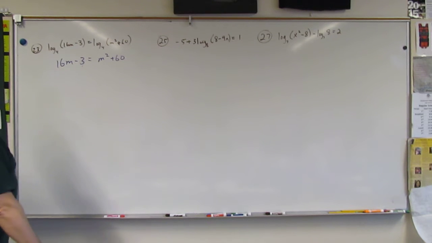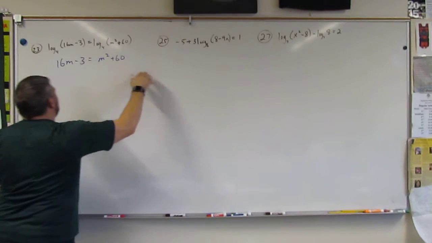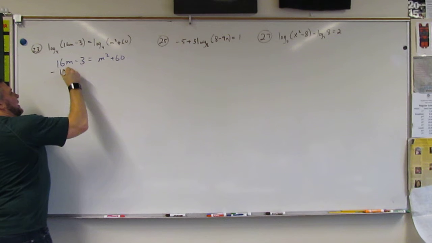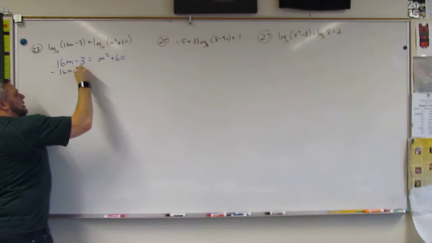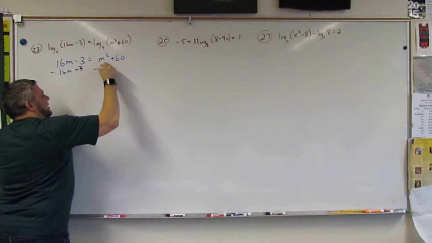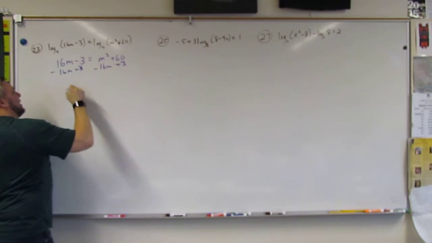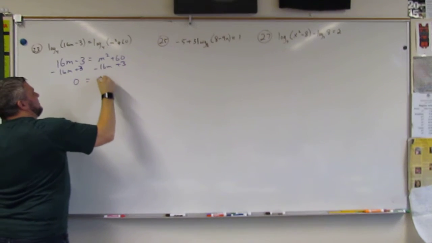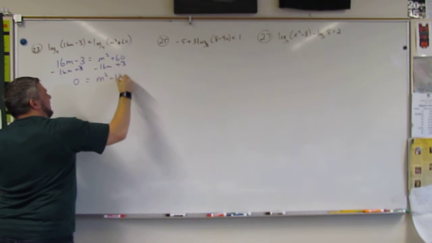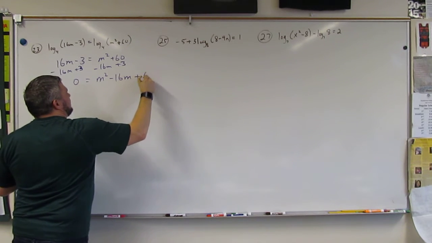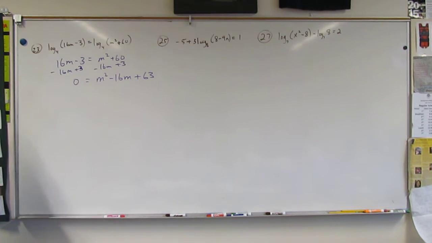All right, move it over. Minus 16m plus 3, minus 16m plus 3. So I get 0 is equal to m squared minus 16m plus 63.